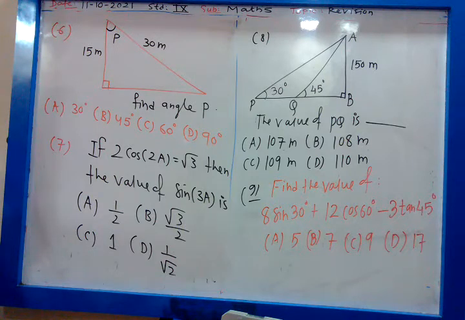In triangle you see hypotenuse is given, hypotenuse and opposite we consider sine, adjacent and hypotenuse we consider cos, opposite and adjacent we consider tan. So all this you should remember.